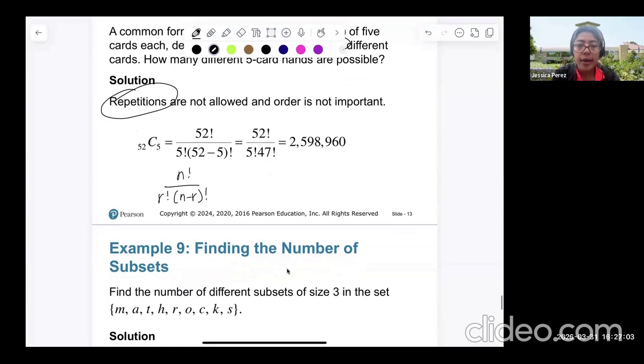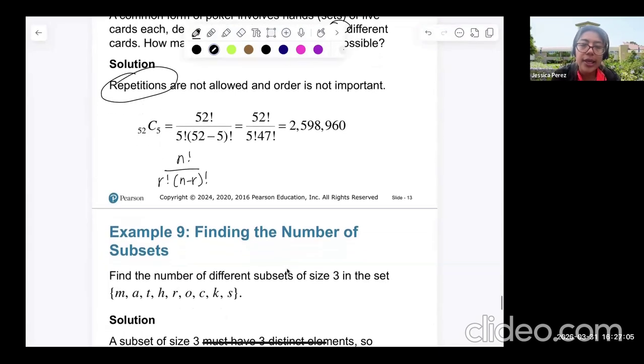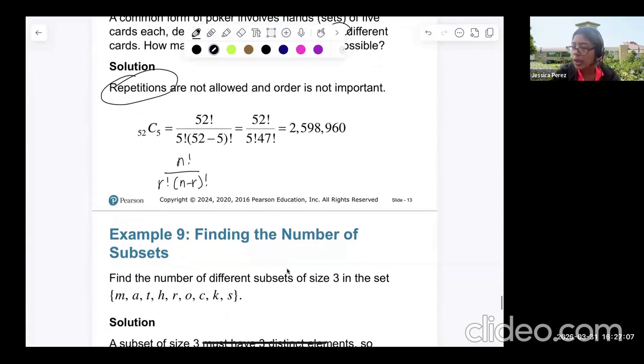Now, when we're looking at subsets, another way to look at combinations is to look at subsets. So we want to find the number of different subsets of size 3 in the set math rock: 1, 2, 3, 4, 5, 6, 7, 8, 9. So the sample size n is equal to 9, and we want subsets of size 3. So r is equal to 3. So then it's going to be n factorial over r factorial times n minus r factorial.